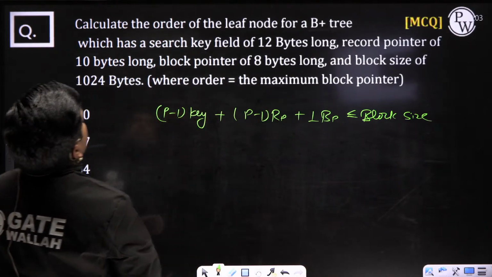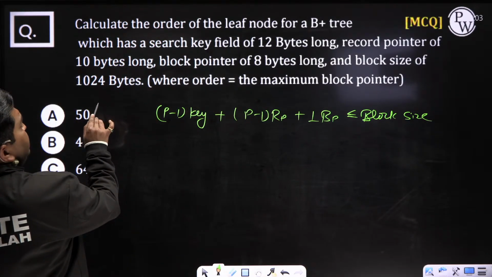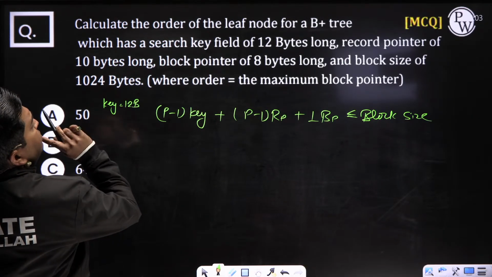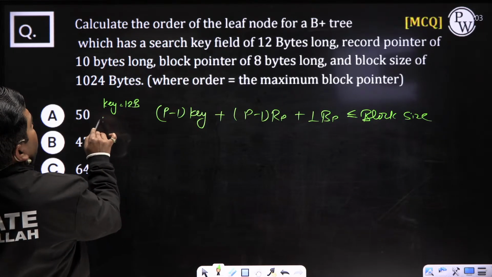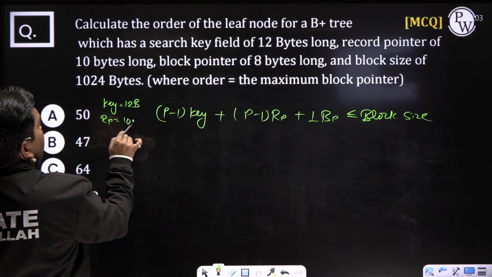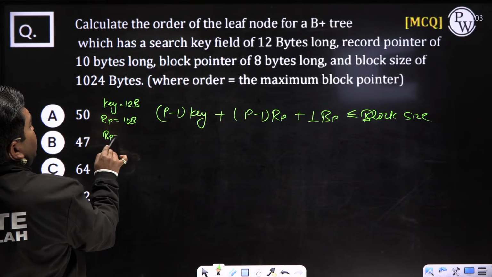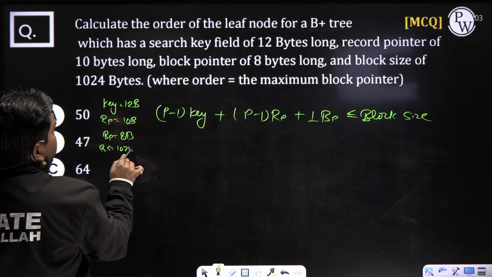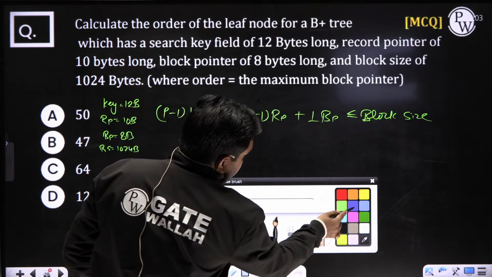Here, key is how much? Key is 12 byte. Record pointer is 10 byte. Block pointer is 8 byte. Block size is 1024 byte. Solve please, everyone.